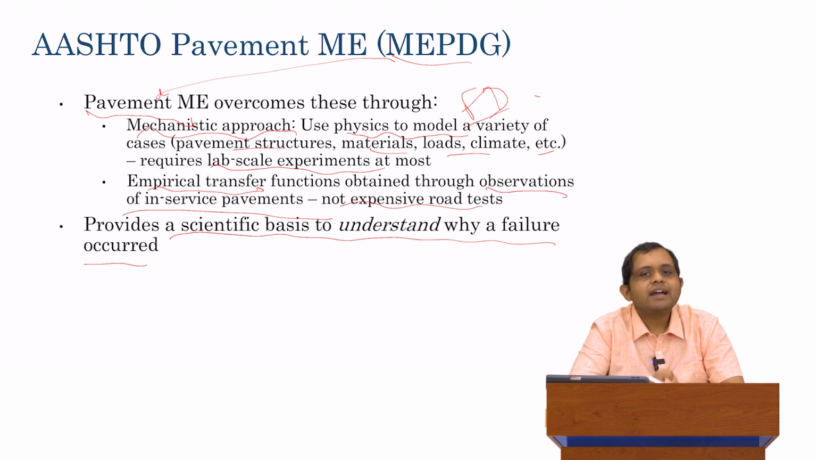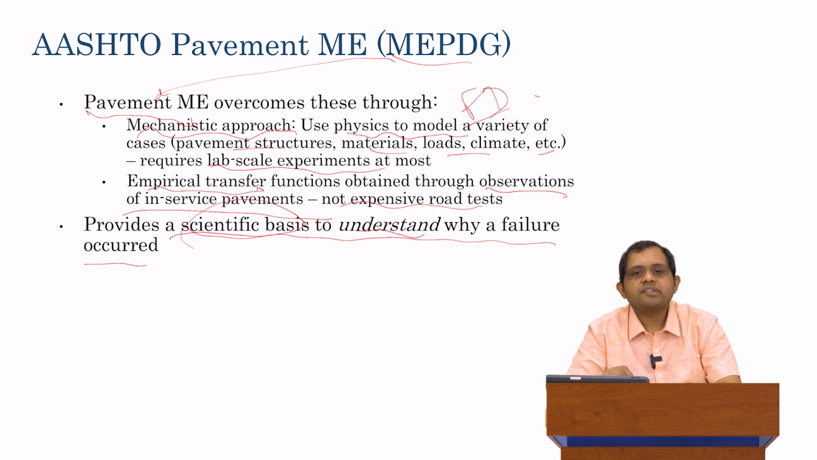All we know is that the design was not correct. That's an issue with empirical approaches. You don't have explainability in the empirical approaches. In the mechanistic empirical approach, not 100%, but to a large extent, we do have a scientific basis where we can go back and understand why a particular failure occurred.